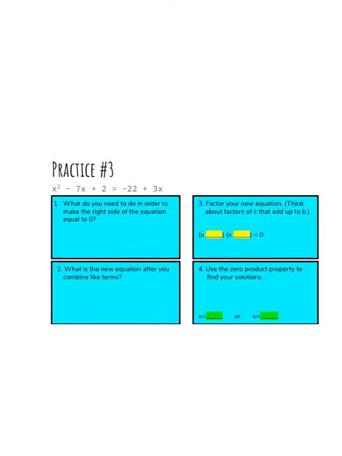All right, next one. We'd have to add 22 and subtract 3x. So we're going to do plus 22 and minus 3x. That's going to get us 0. To make sure that we do the same thing on the other side, minus 3x plus 22. So when we combine like terms, we've got x squared minus 10x plus 24 equals 0.